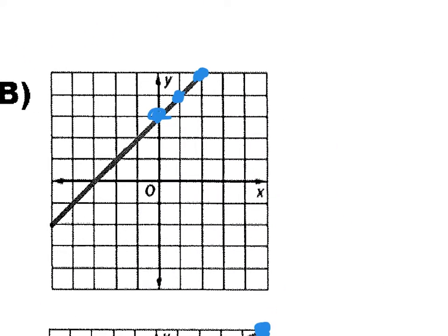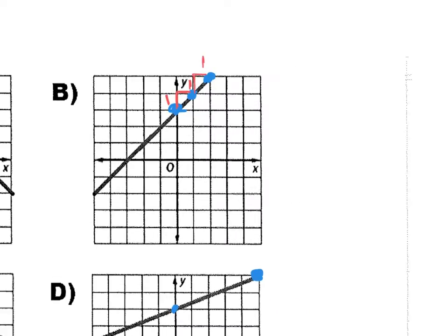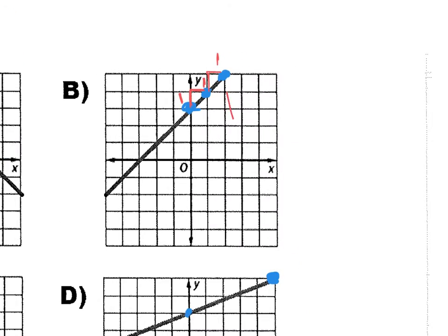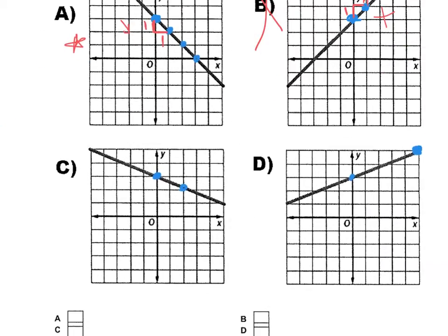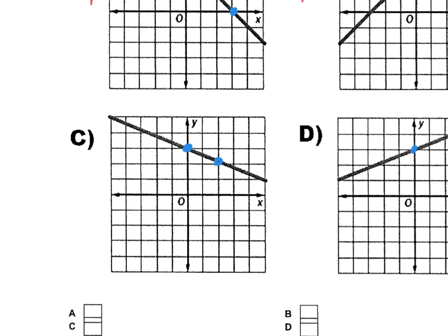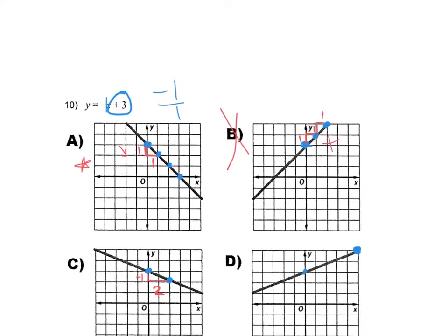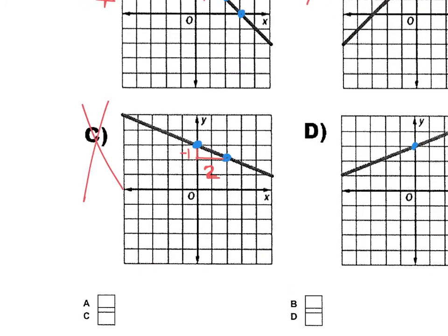On B, from point to point, my change of y is 1. My change of x, or my run, is 1. Okay, that was my slope. However, this is positive and my slope was negative, so B is not going to work. C, my change of y is negative 1, because I went down. Change of x is 2, so 1 over 2. That is not my slope. My slope is just negative 1.